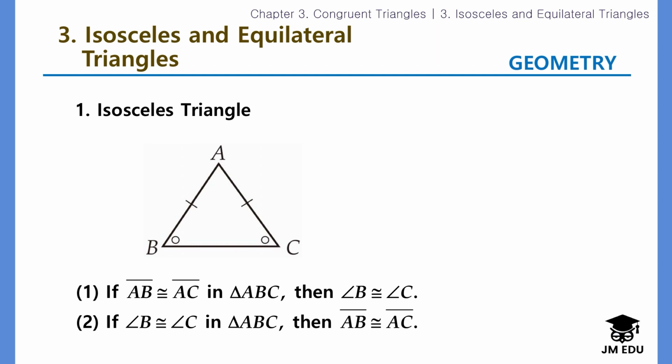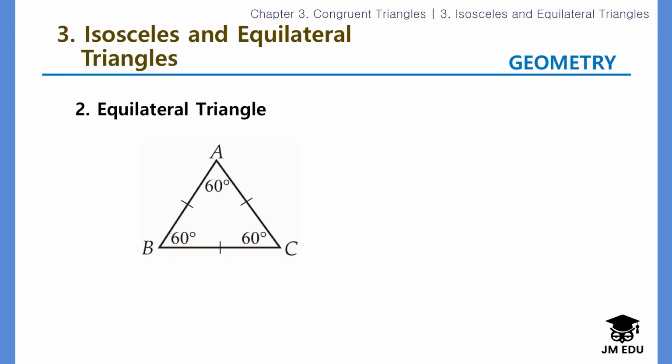So in an isosceles triangle, number one, if AB is congruent to AC, then we can also say that these two angles, angle B is congruent to angle C. Or number two, if these two angles, angle B and C, are congruent, then we can say that these two sides are also congruent. Okay?